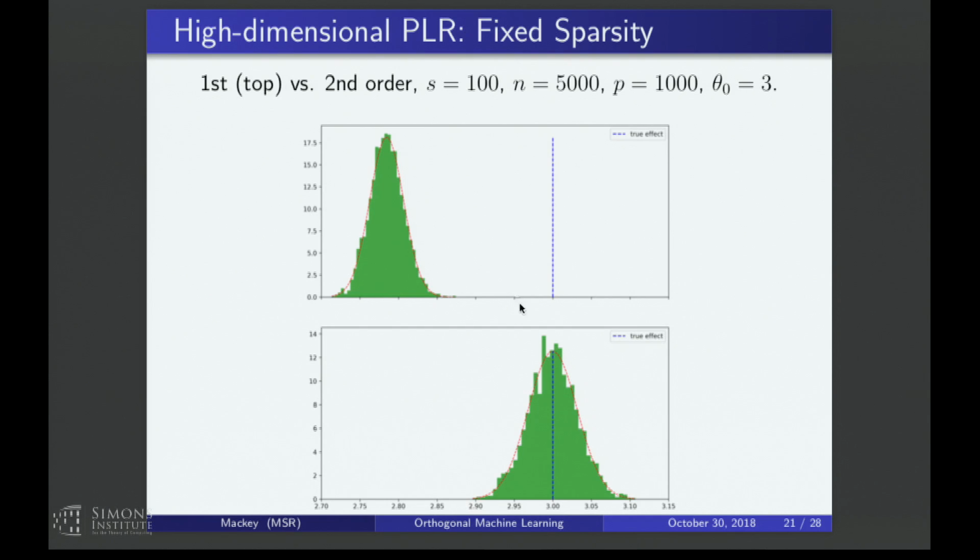In this case, the true value that was used to generate the model is this blue line, at the value 3. You can see that we have a lot of bias from the first order. First order is on top, second order is on the bottom. And the bias is actually an order of magnitude larger than the variance. It's pretty concentrated, but it's concentrated about the wrong value. By employing the second order in this case, your variance does increase somewhat, but it does get rid of your bias.